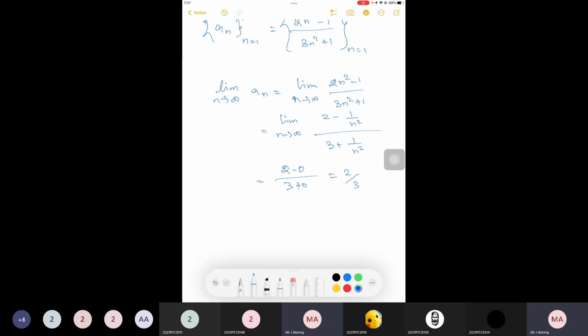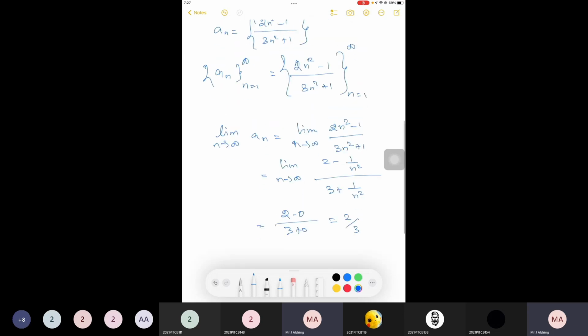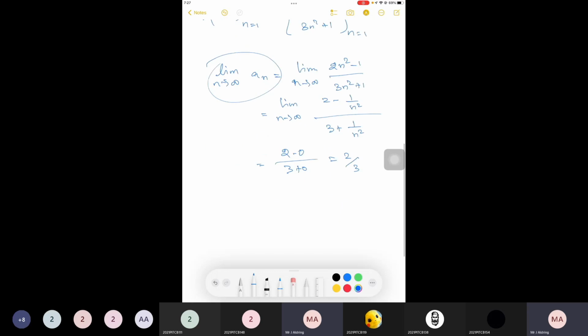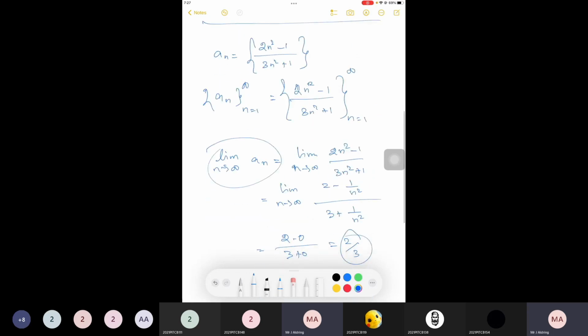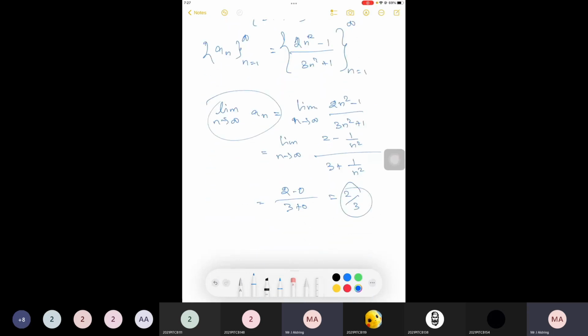Therefore, if the limit of the above sequence is equal to 2 by 3, then it's a finite number. Therefore, we can say that the sequence is convergent. Now we can understand what is a convergent. Suppose the sequence limit is infinite, in the sense that is a divergent sequence. Now we can see what is a series.